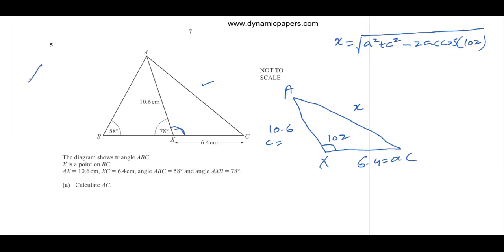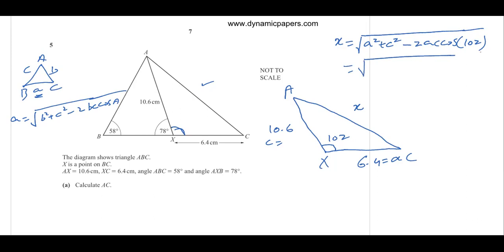If you recall quickly the cosine rule, if you have the triangle ABC and this is A, this is B, this is C, how do we find A? A will be the square root of B squared plus C squared minus 2BC cos of angle A. This is what I'm applying on the same triangle. It's pretty easy. Put the values in. A is 6.4 squared plus C is 10.6 squared minus 2 into 6.4 into 10.6 cosine of 102.